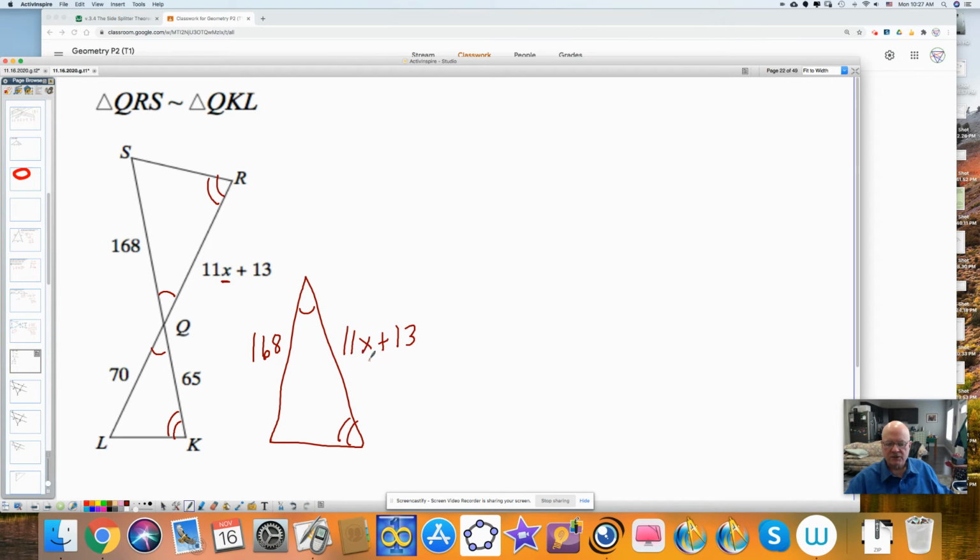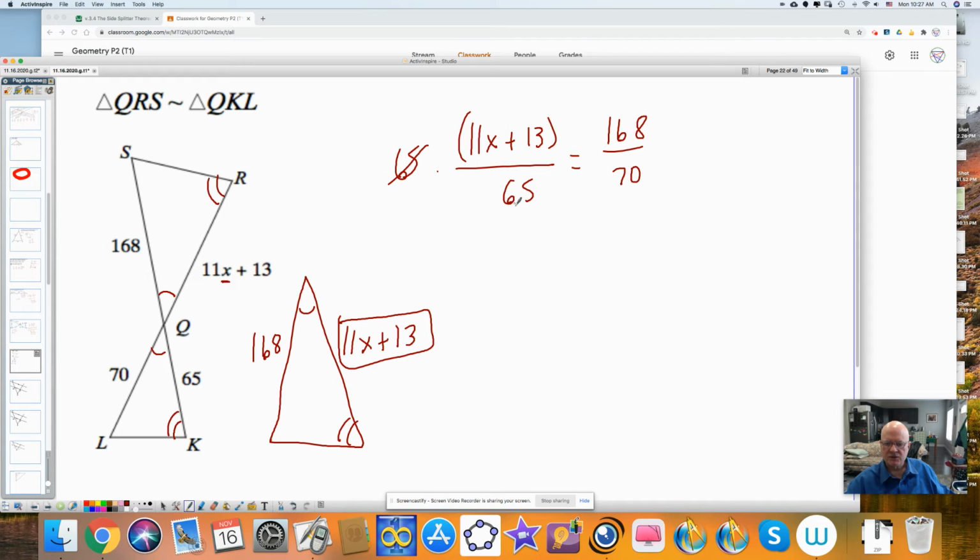So I'm looking for x. I can set up a proportion. I'll put this on the top because I'm looking for the x. I could put it on the bottom and then cross multiply, but I'll just start with it on the top. This is to 65 as 168 is to 70. When we multiply both sides by 65, these two cancel, and I'm left with 11x plus 13 is equal to 156. Subtract 13, 11x is equal to 143, and divide both sides by 11, x is equal to 13.